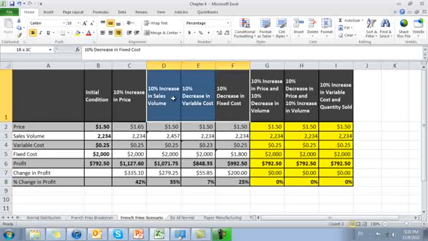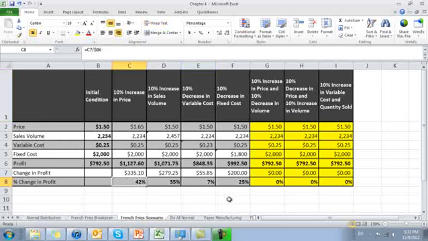Now between these 4 different levers a company has to drive profit, price, volume, cost, both in variable and fixed, we see the largest impact on profit is price. If you're able to increase price by a little bit, you get a large impact on the profitability of the firm. Okay, now let's take a look at the last 3 scenarios.